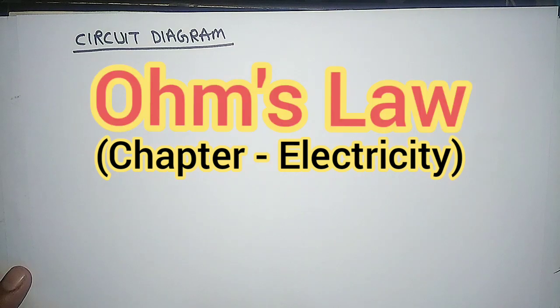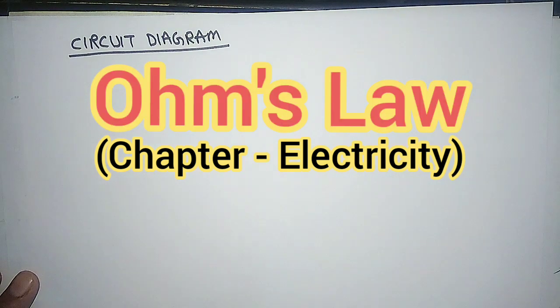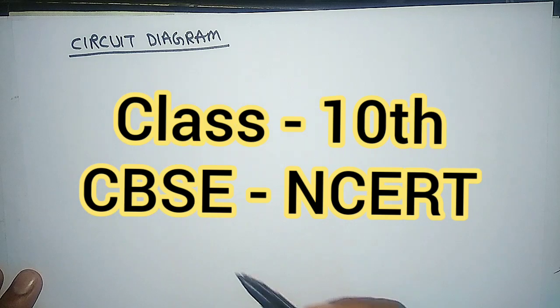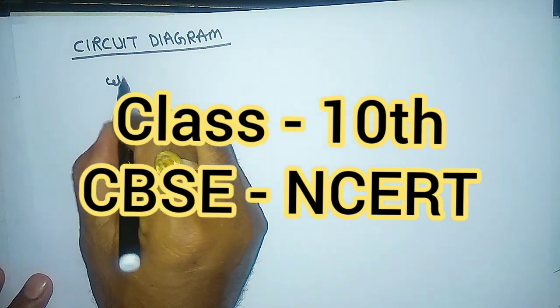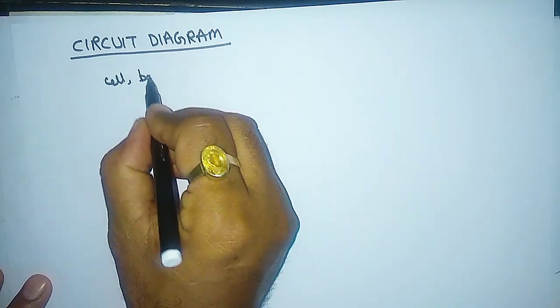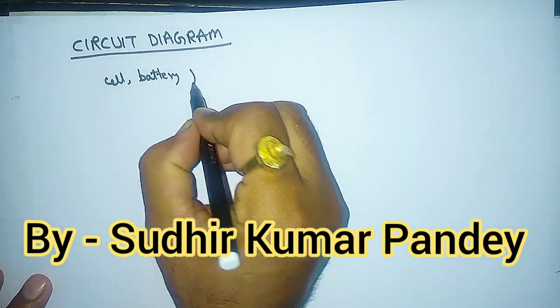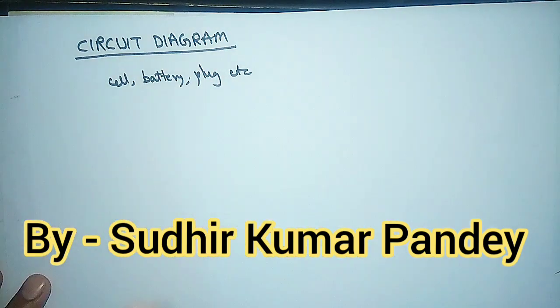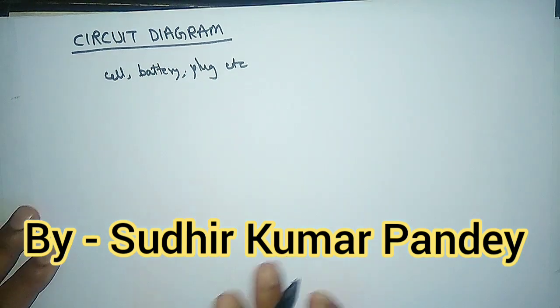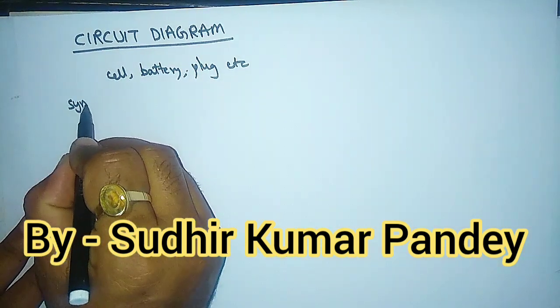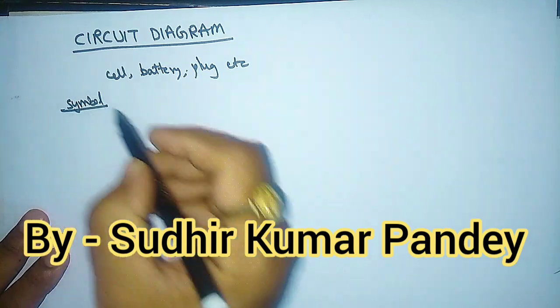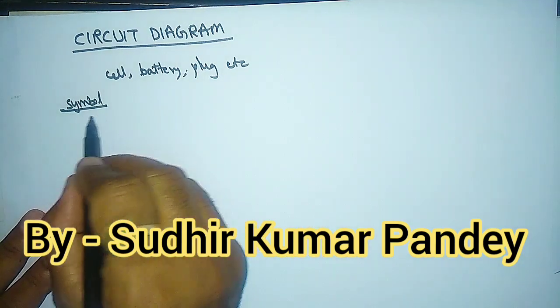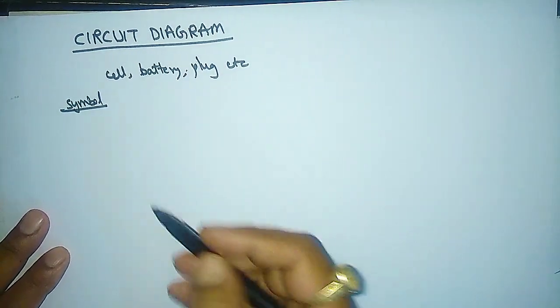Students, let's discuss the circuit diagram. We know what a circuit diagram is. It comprises a cell, battery, plug, etc. Okay, so this is called the circuit diagram. Now we'll discuss the symbols. What is the symbol of each? Now you should know how we can symbolize components in a circuit diagram.